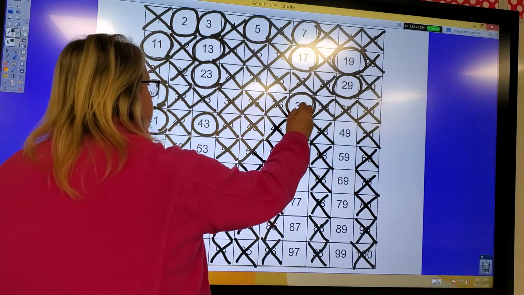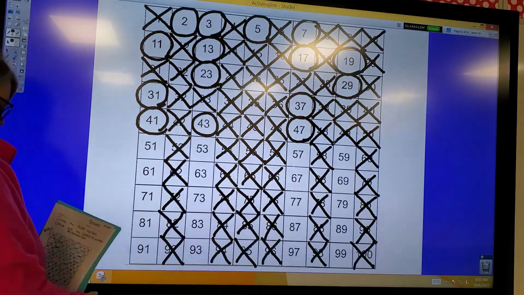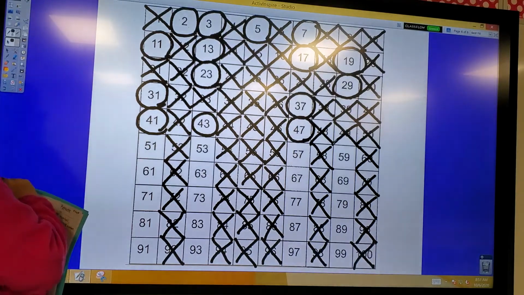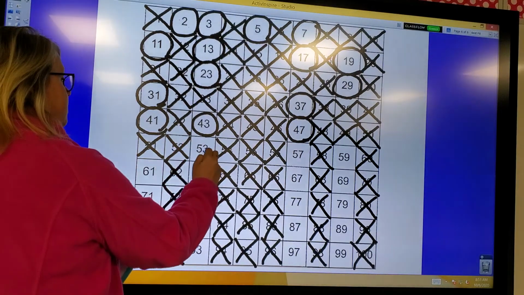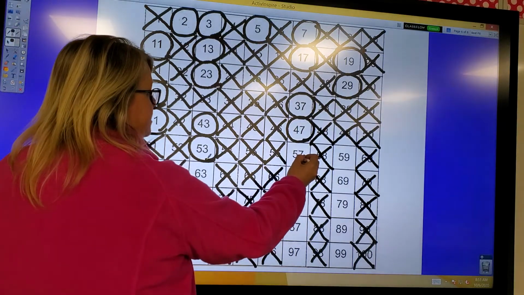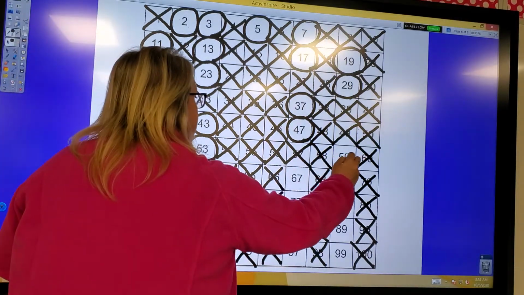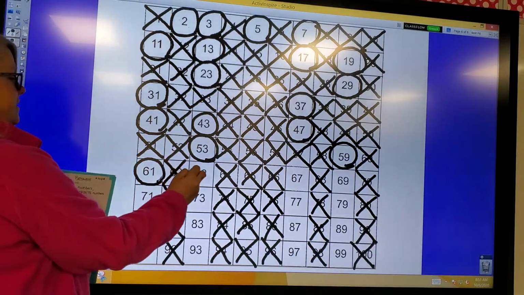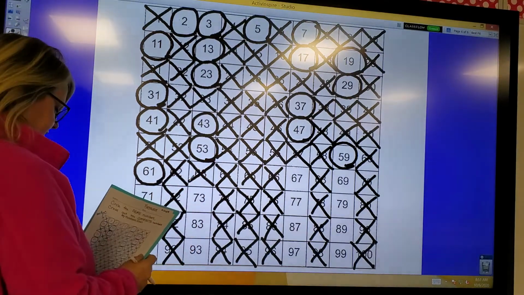47 is prime. 49, 7 times 7 is 49, so 49 is composite. 51 might be one that you would skip over, but 5 plus 1 is 6, and that's divisible by 3, so that means 51 is divisible by 3. 53 is prime. 57, 5 plus 7 is 12, that's divisible by 3, so nope. 59 is prime. 61 is prime. 63, 6 plus 3 is 9, divisible by 3, so composite. 67 is prime.